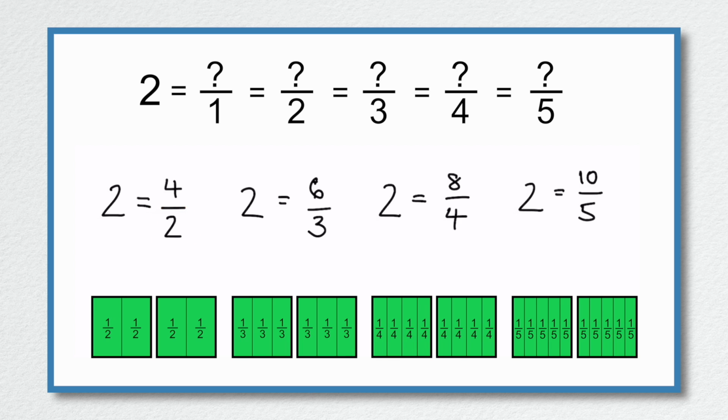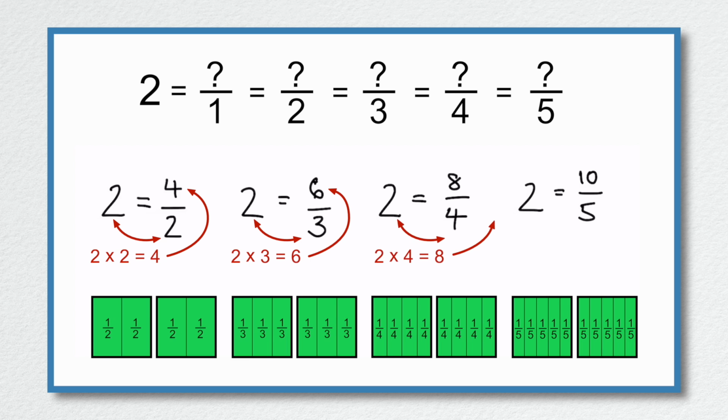So if we look at 2 is equal to 4 over 2, if we multiply the whole number 2 by the denominator of 2, 2 times 2 is equal to 4, and this is equal to the numerator, so 2 is equal to 4 over 2. If we were looking at the improper fraction of 6 over 3, well, 2 multiplied by the denominator 3 is equal to 6, and this is equal to our numerator. And for 8 over 4, 2 multiplied by 4 is equal to 8, and 2 multiplied by 5 is equal to 10.